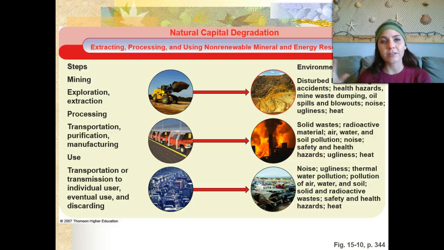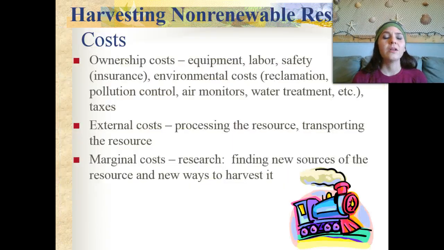So what happens as far as the environmental effects of that? Well, we have, again, noise, eyesores, ugliness, thermal water pollution, and pollution of air, water, and soil. We have solid and radioactive wastes that are produced, and it also causes safety and health hazards, as well as producing heat. So what are some of the costs? Well, we have ownership costs, which are the equipment, the labor, and the safety, which includes paying insurance. We have environmental costs: reclamation, pollution control, air monitors, and water treatment. These are all different costs that go into extracting those non-renewable resources, as well as taxes.